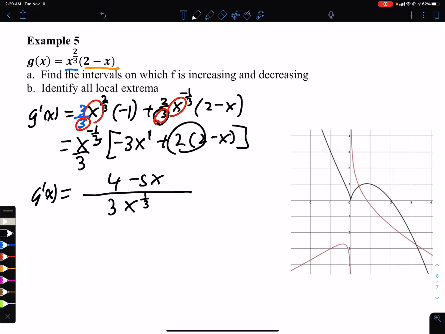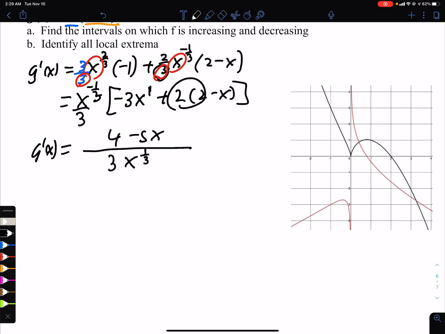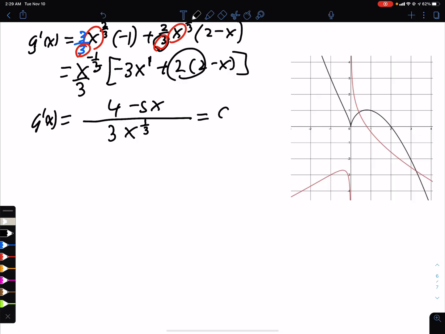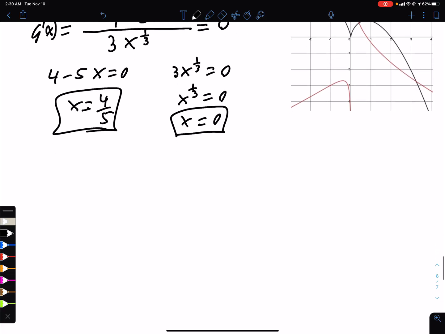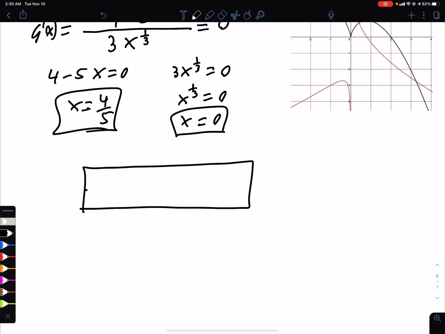We will keep going. We need to find critical points. Well, that's going to be when this equals 0. It equals 0 when the numerator is 0. And we solve for x, we're going to get 4/5. But when the denominator is 0, my derivative will be undefined. Divide both sides by 3. Cube both sides. So we end up with 2 critical points. So we got to find out what's happening around those points. So we are going to make our number line table. 2 critical points, 0 and 4/5. We're going from -infinity to infinity, and x and f prime.